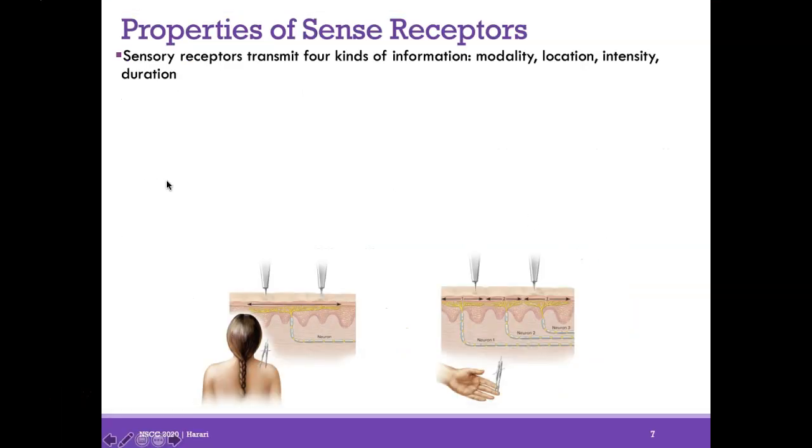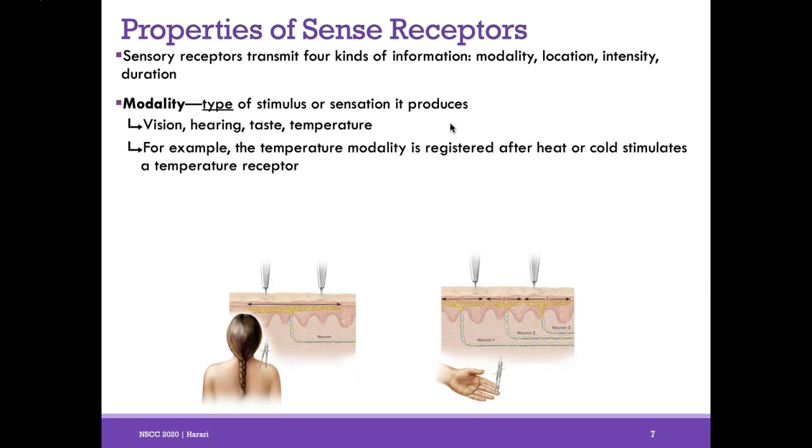So sensory receptors transmit four different kinds of information. Sorry, you can hear my cat in the background, which is being very annoying. So I apologize about that. So sensory receptors transmit four different kinds of information: modality, location, intensity, and duration. And you do not have to memorize these as four things. I just want you to understand the concepts.